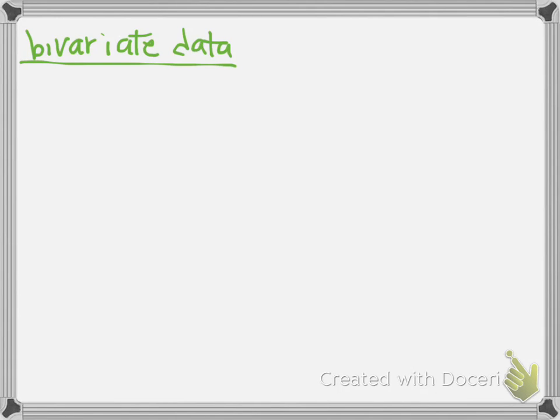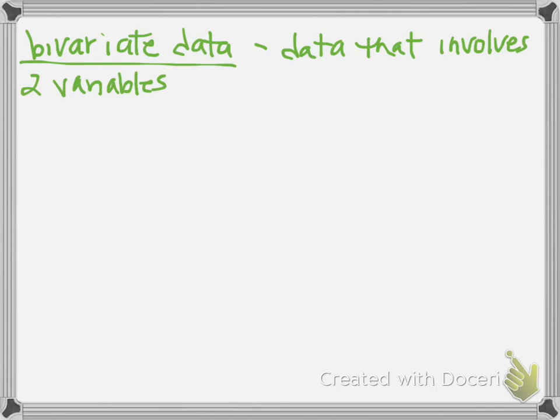Okay, bi means two, not one, two, like a bicycle has two wheels, not one. What does variate sound like that we study in algebra? Variable. And that's basically what bivariate data is. It's data that involves two variables. Now, most of the time, these variables are categories, not quantitative information, though the categories may be measured in numbers, okay? And you'll see that in a minute, what I'm talking about, okay?